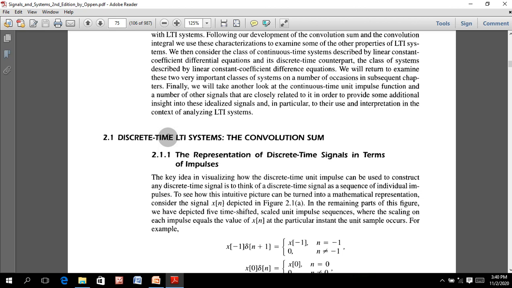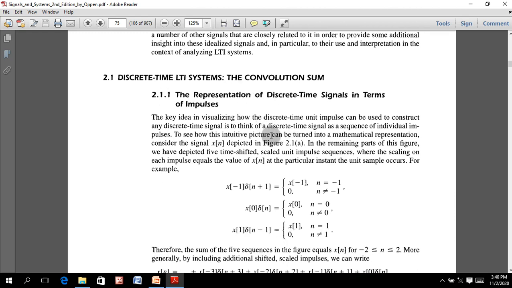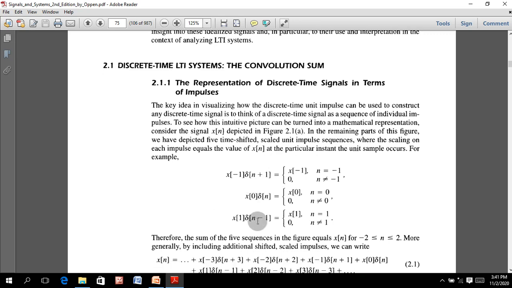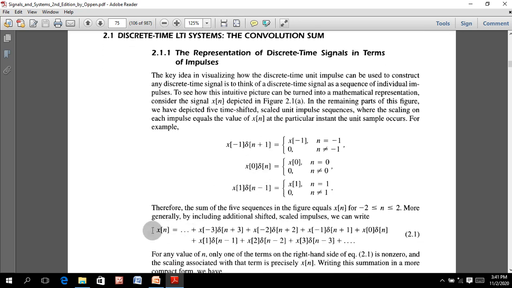This is also applicable to a digital system. If we consider a digital system to be causal, it means the following. Suppose x of n is an input signal. If the value of n is less than 0, there will be no output for this digital system, and if the value of n is greater than 0 and an output exists, then it is said to be a causal system.